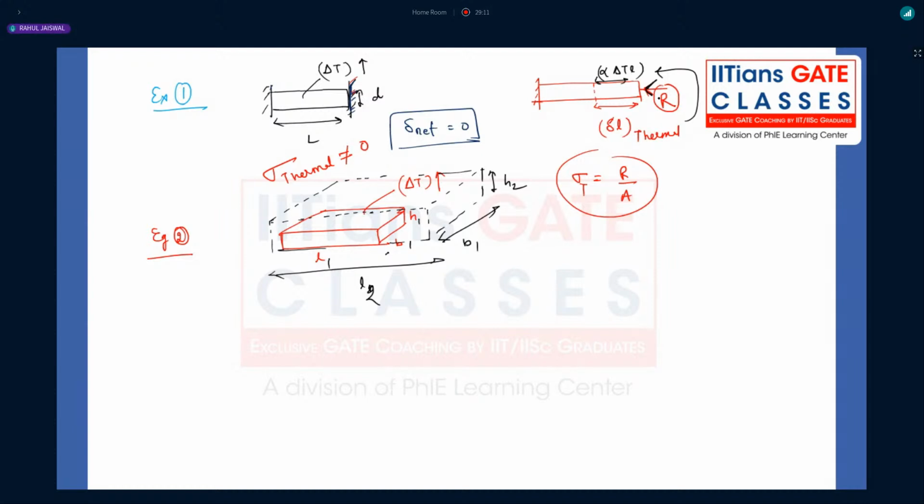But there is no such support in example number 2. Then why would the internal force be developed? That's why this case is called free expansion. Because of that, the thermal stress will be zero, which means stress will be zero. Is that clear now?